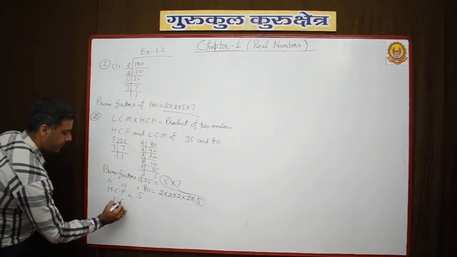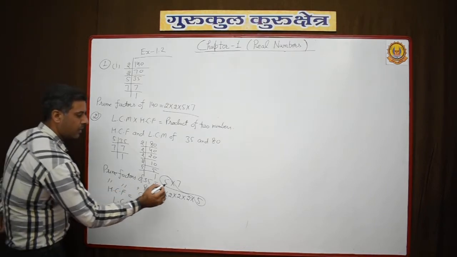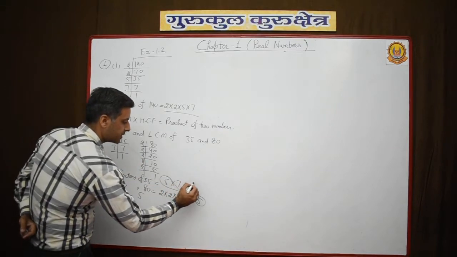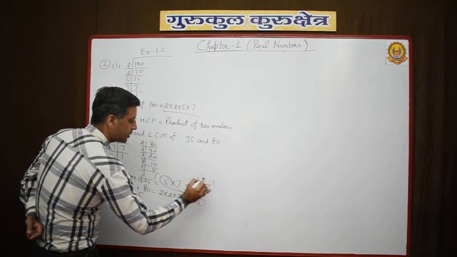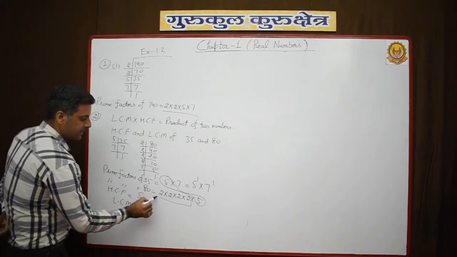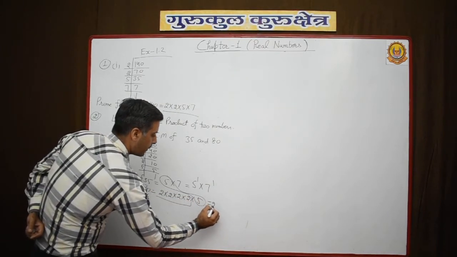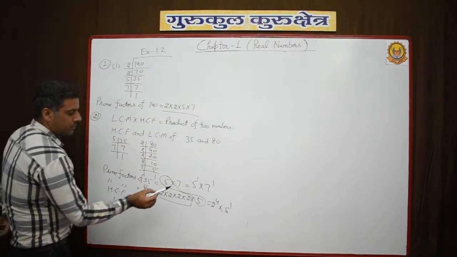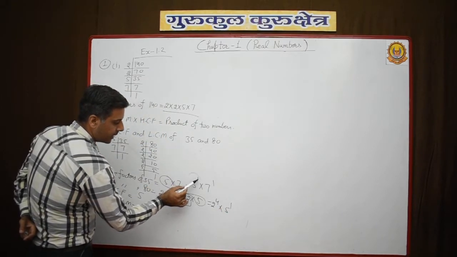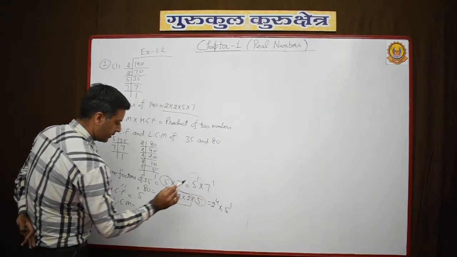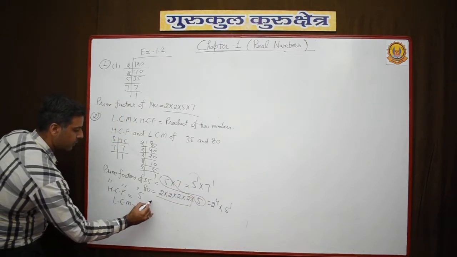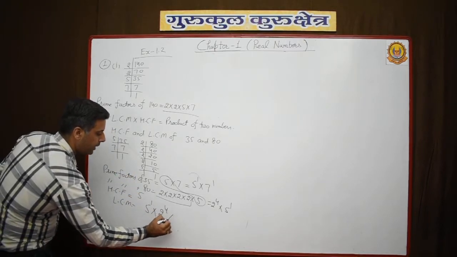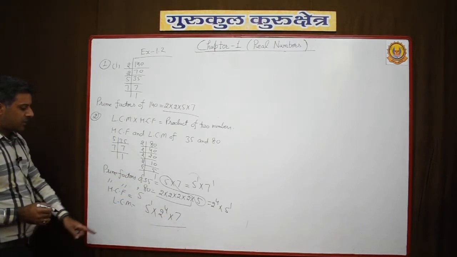And LCM, I have already told you, convert these prime factorizations into the form of power exponents. So this is 5 raised to the power 1 and 7 raised to the power 1, and this is 2 raised to the power 4 and 5 raised to the power 1. Look at the common factor, that is 5, and the highest power is 1. So LCM is equal to 5 raised to the power 1, and now the remaining, that is 2 raised to the power 4 into 7. So this is the LCM.